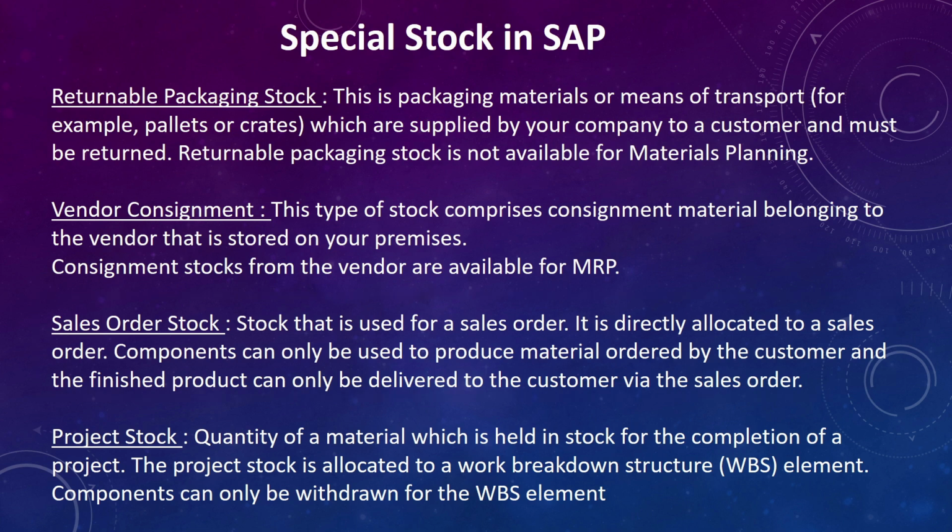The next we will see is project stock. It is a quantity of material which is held in stock for the completion of a project. The project stock is allocated to a work breakdown structure element. Components can only be withdrawn for the WBS element. In simple words, stock assigned to a WBS element in Project System is project stock. Examples are EPC projects, construction, and capital projects.